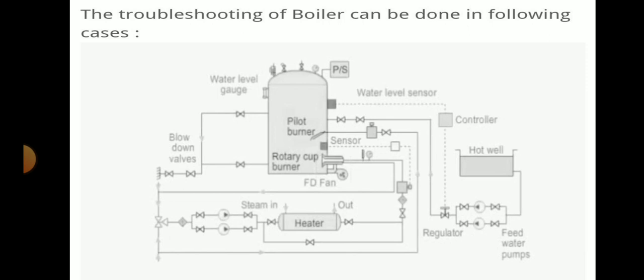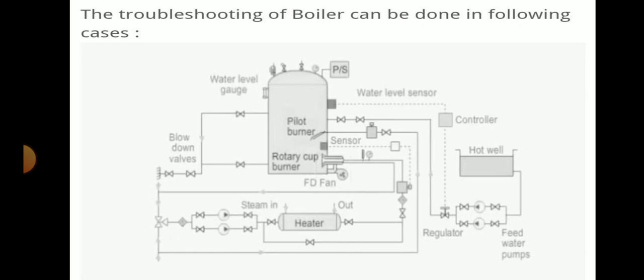Let's see the boiler. There is a pilot burner and a rotary cup burner, and outside there will be a pressure sensor, water level gauge, blow down valve, then sensors and water level sensor. From here you can see the hot well, or a cascade tank, and the heater regulator.